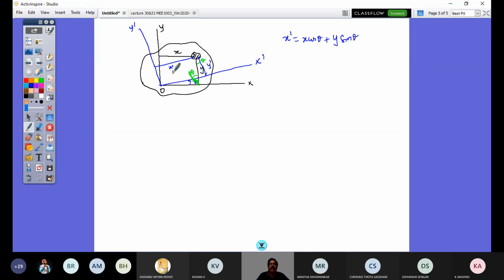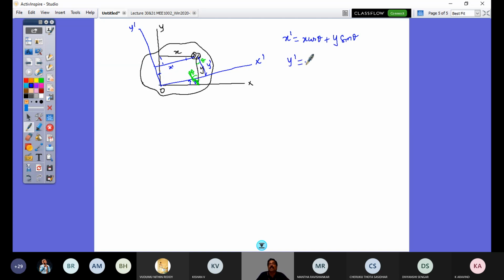Look at x' now. So how do I write it? If this angle is theta, then projecting this gives x cos theta, plus this: this is y, and this angle is theta, so opposite to it is y sin theta. That is how it comes.